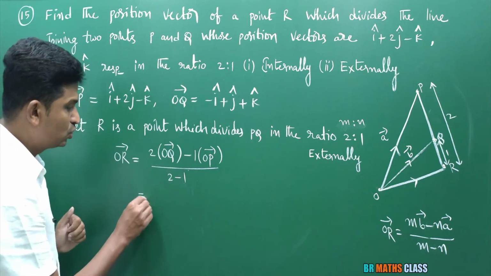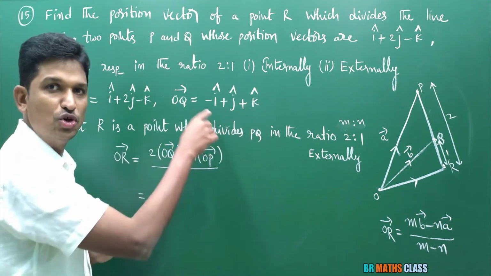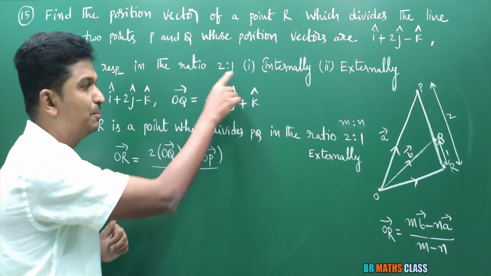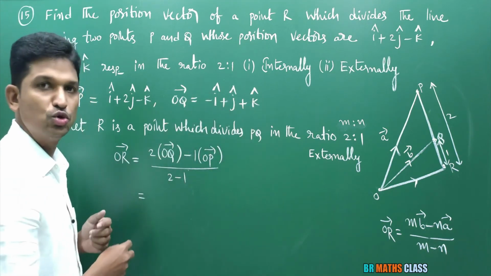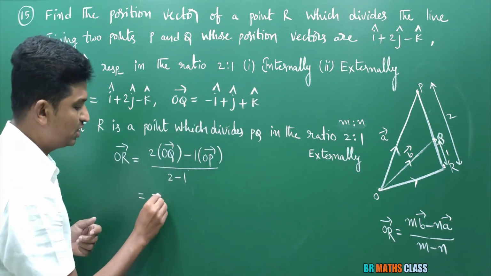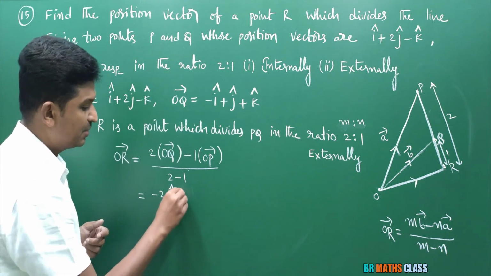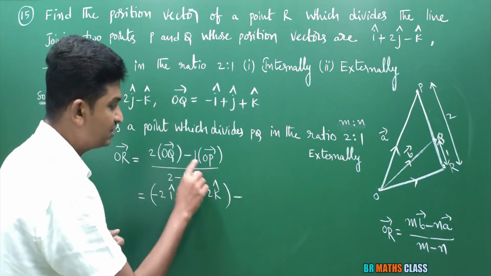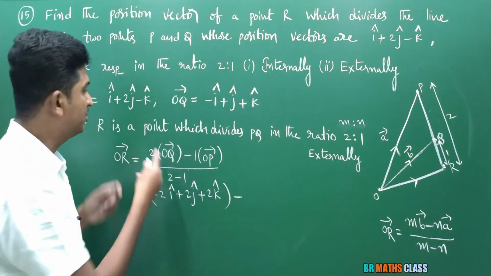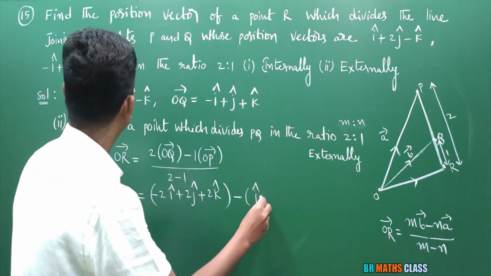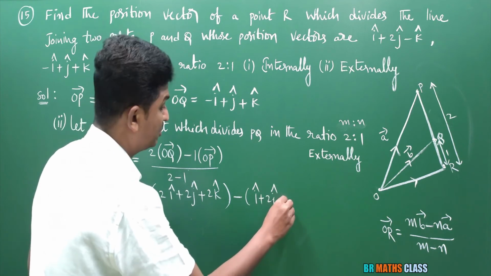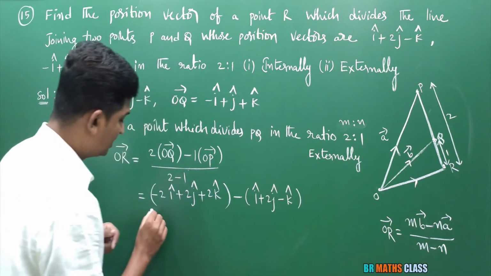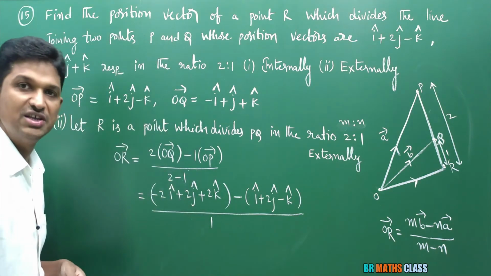Okay. Now 2 into OQ bar. This OQ bar is there, na? Multiply this complete OQ bar with 2. Then you will get 2 into OQ bar. Multiply with 2, what will you get? Minus 2 i cap plus 2 j cap plus 2 k cap, minus 1 into OP bar, which is nothing but OP bar only. What is OP bar? i cap plus 2 j cap minus k cap, divided by 2 minus 1. 2 minus 1 is 1 only.